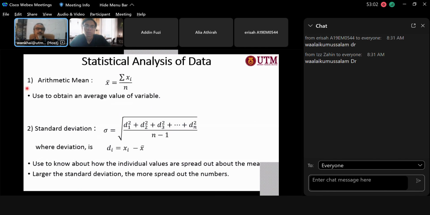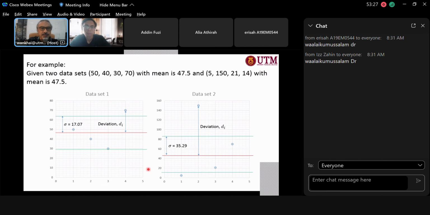So we have this arithmetic mean, which is the sum of all the data that we have divided by how many data we have. We have also standard deviation, which I'm not going to go into in detail, but I think you have covered this in a lot of other subjects. So we're going to go very fast here.